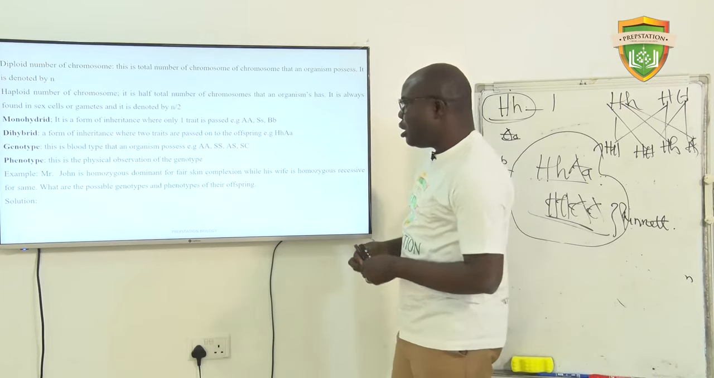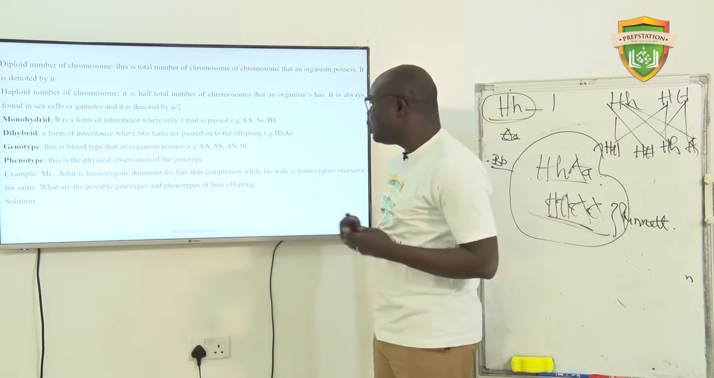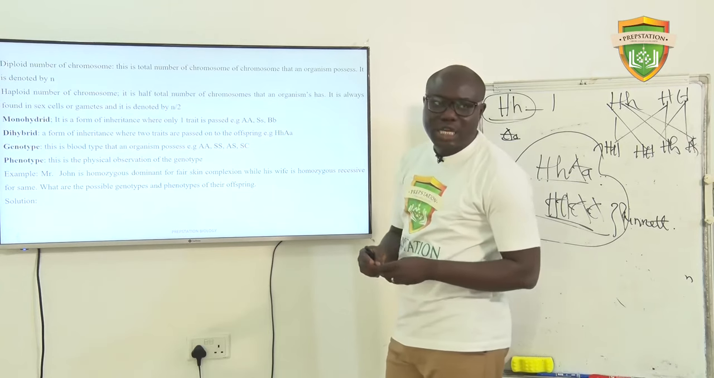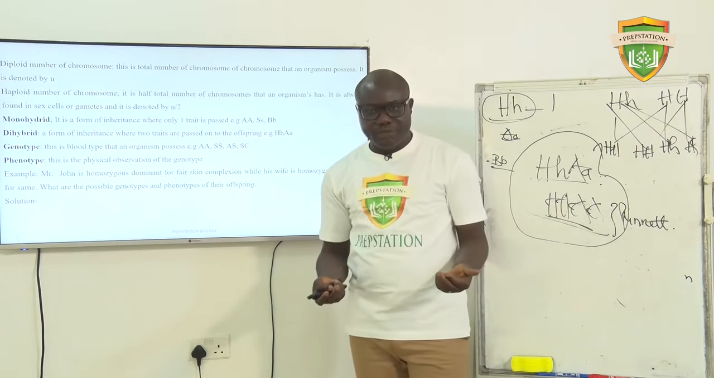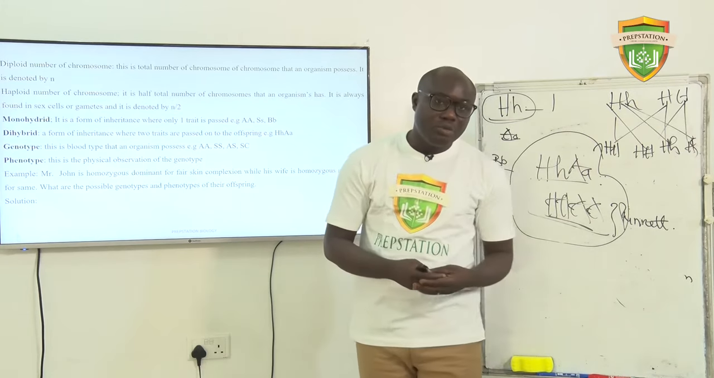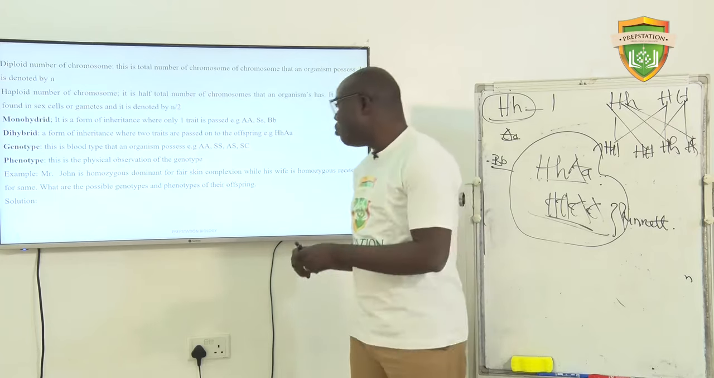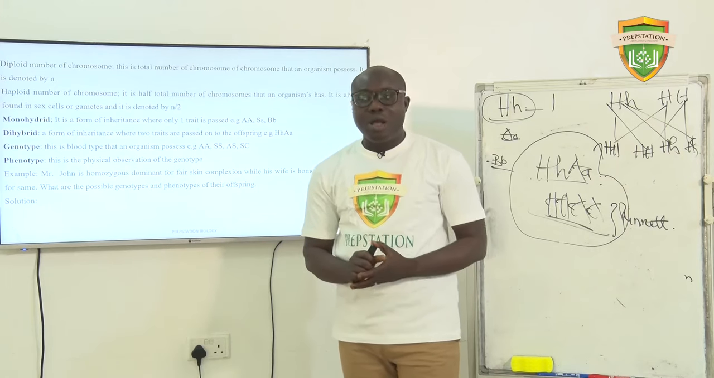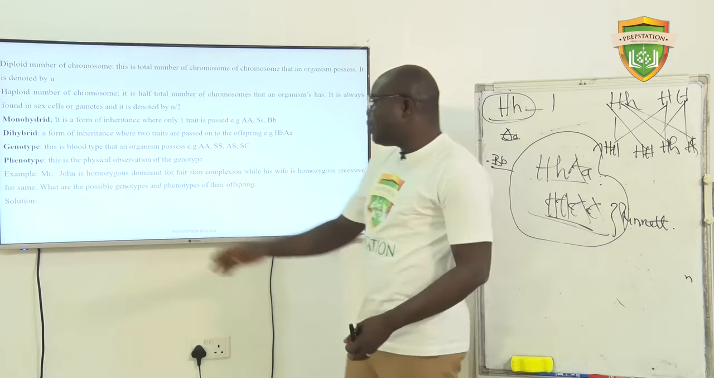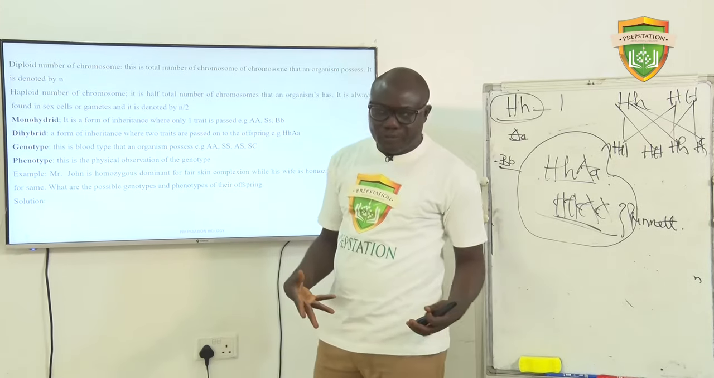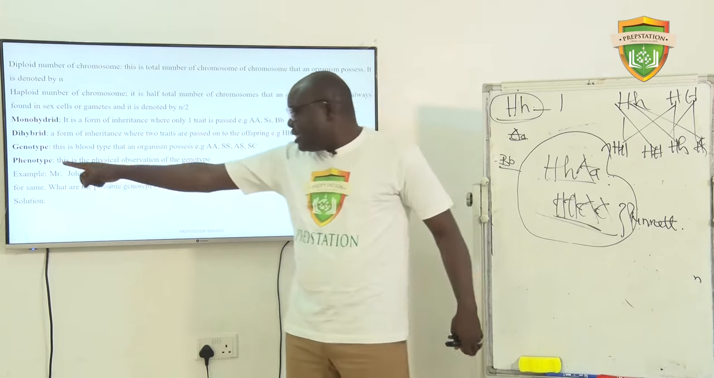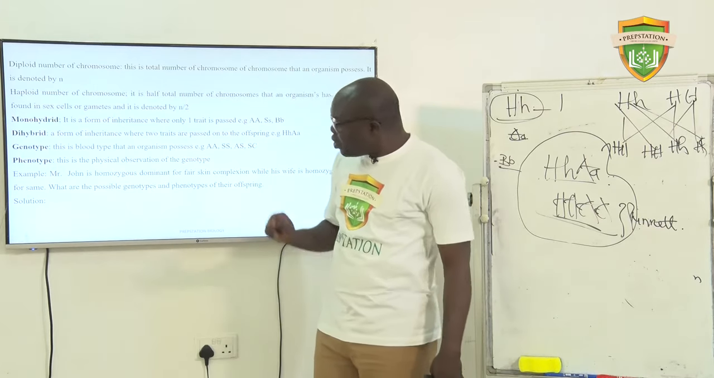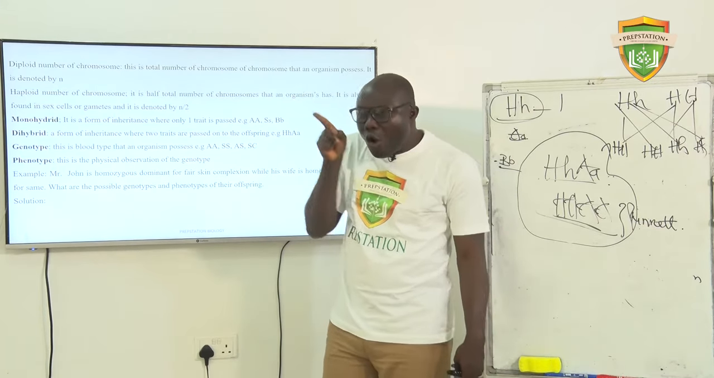The dihybrid is a form of inheritance where two traits are passed onto the offspring. For example, this. Then we have what we call genotype. I believe you know your genotype, right? Some people are AA, some people are SS, some people are AS, some people are SC or CC; those are very unpopular genotypes. The genotype is the blood type that you have. But there is a sibling or a cousin to genotype, called phenotype. The phenotype is the physical observation of your genotype.